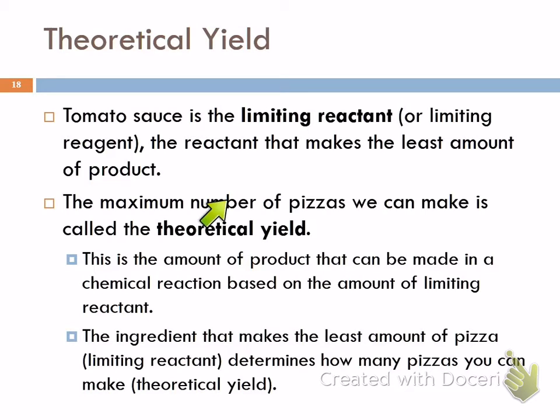The maximum amount of pizzas we can make, which is the amount from the limiting reactant, is called the theoretical yield. It's theoretical because things rarely go perfectly in chemical reactions. There's a lot of reasons why you might not get all of it. Okay, I don't think there's anything else I have to say there.